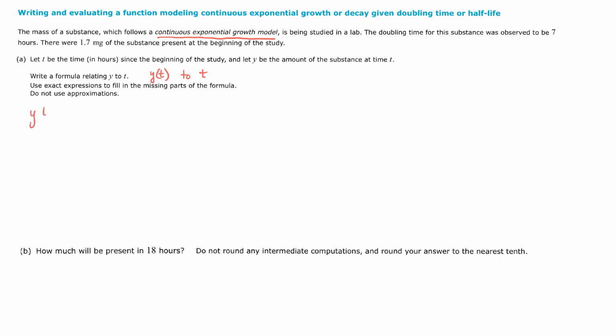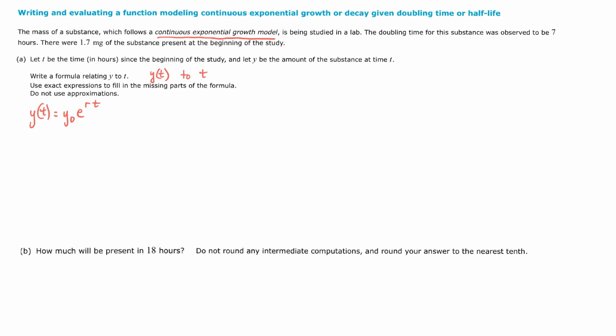Well, it's going to be y of t is equal to some initial amount. Let's call it y sub 0. And that's going to be e to the rate, or r, times the independent variable t. So there is our exponential growth model. We do know the doubling time is 7 hours.